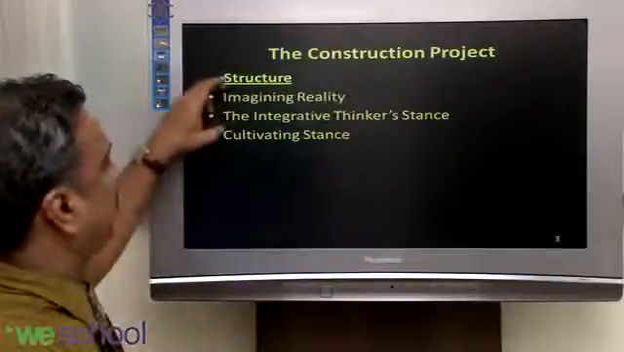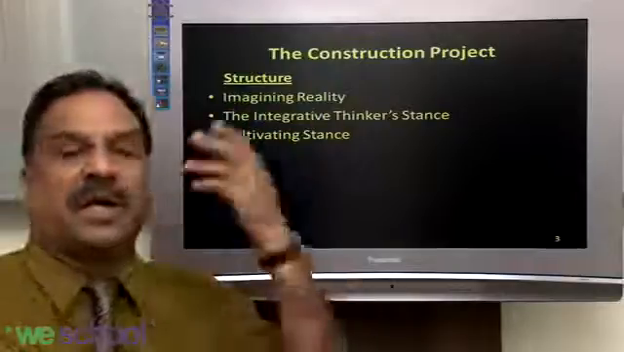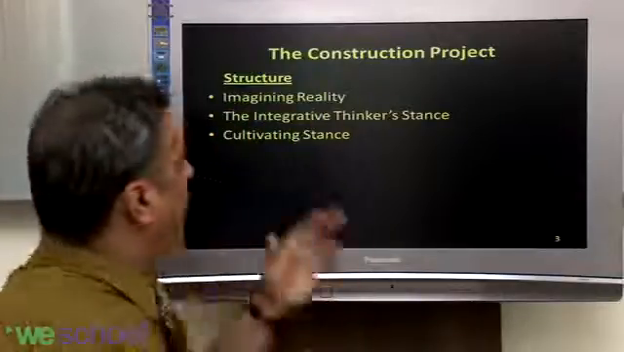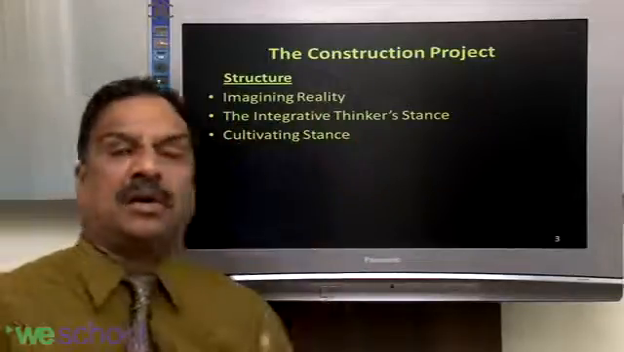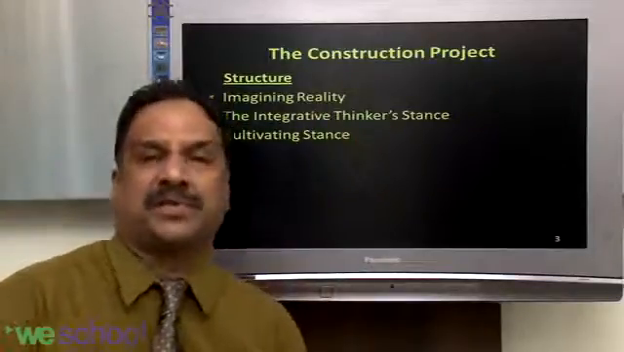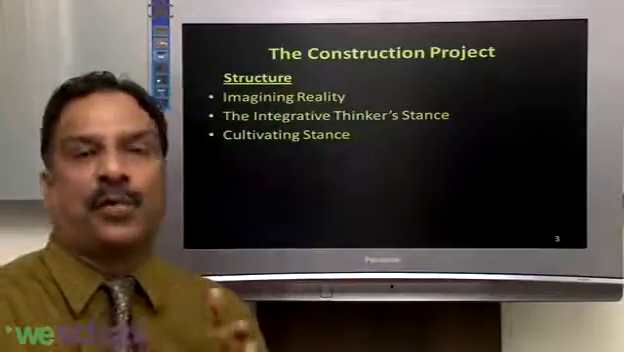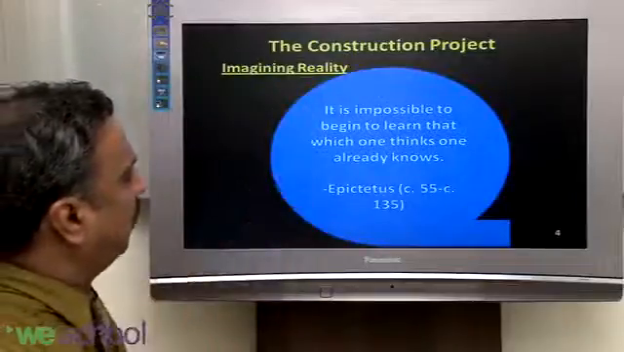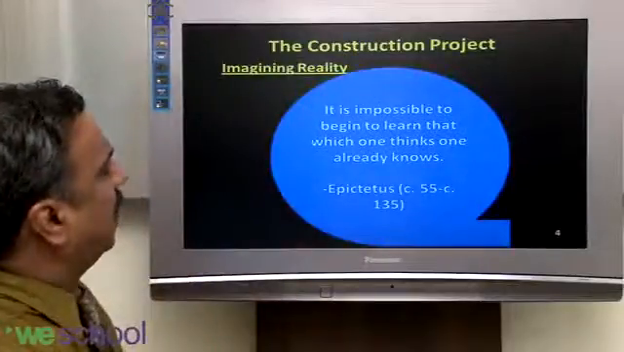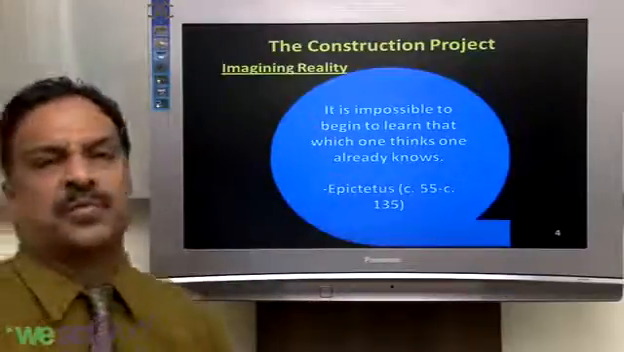Now the structure of the whole chapter will be: first we talk about imagining reality, right? Then we talk about the integrative thinker stance, and we talk about how to cultivate it, how to make the stance happen in our lives. These are the 3 stages of the structure of this whole flow. It starts off with this quotation from the Greek period: "It is impossible to begin to learn that which one thinks one already knows."